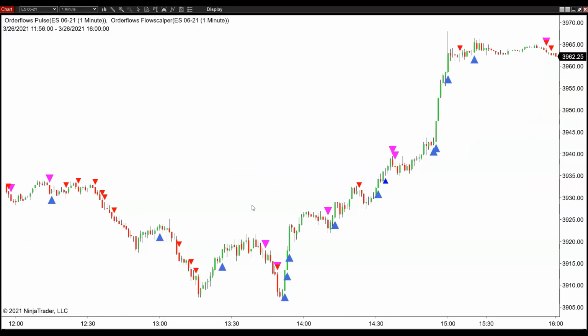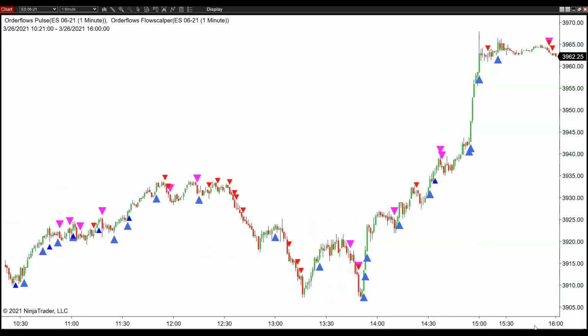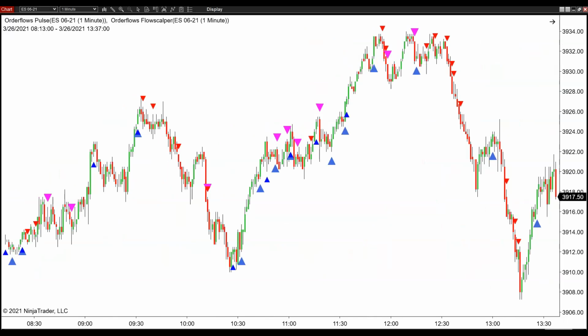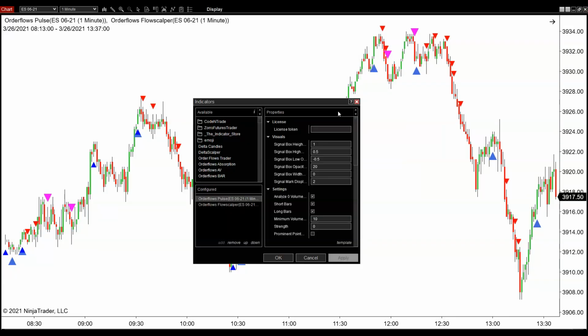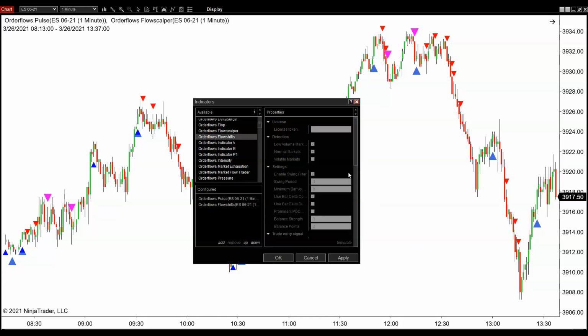This is Flowscalper and Pulse. Flowscalper is the red and blue, the smaller arrows. The big ones are Pulse, right? The big purple and the light blue. I think it's called Dodger blue or something like that, just to give you an idea. But let's take off the Flowscalper, because the question was Flowshifts and Pulse. Add there, okay.